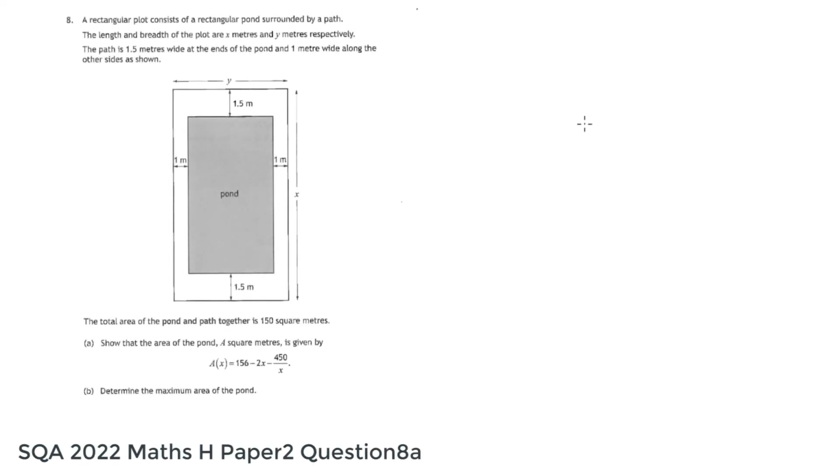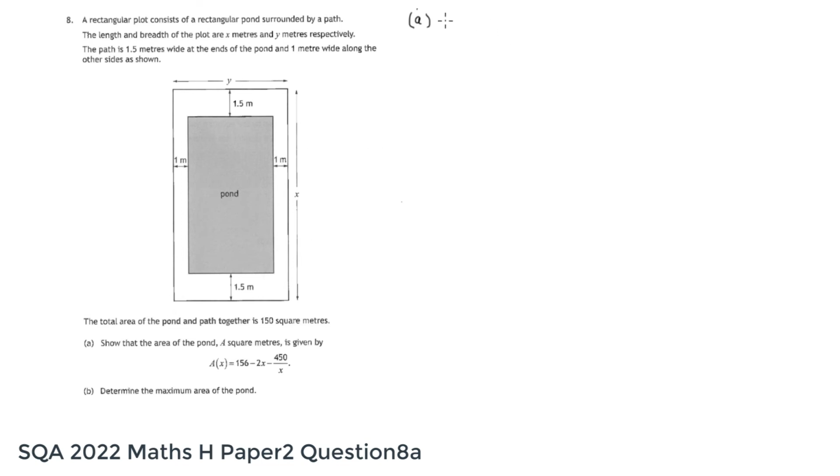So here's question 8, where we've got a diagram of a plot. The plot contains a pond surrounded by a path, and we're given all the various measurements, and in part A we're asked to find an expression for the area of the pond, and that depends purely on the variable x. And you'll notice in the diagram the plot has dimensions x times y. So let's look at this part A. And the first thing we'll do is find the area of the pond from these dimensions.